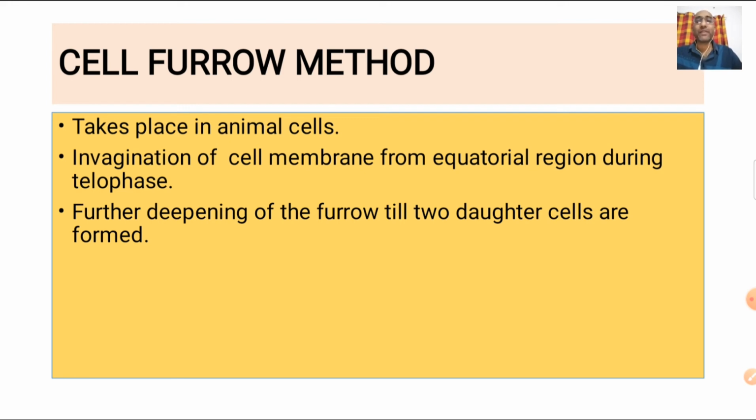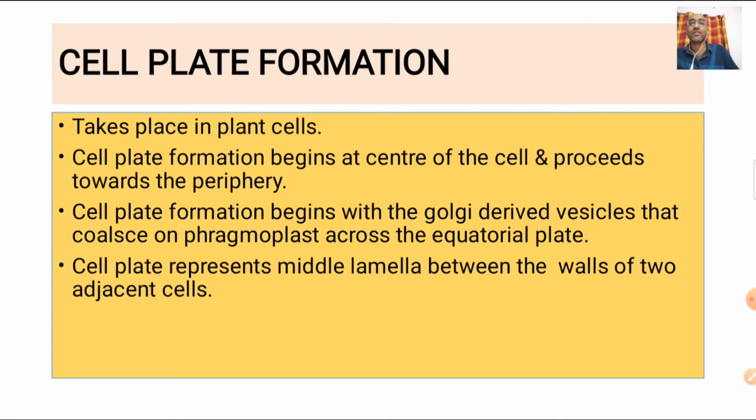Here, invagination of the cell membrane from the equatorial region occurs. The invagination has already been initiated during the telophase. Here further deepening of this furrow occurs, as a result of which two daughter cells are formed. So what happens during this stage? Let us see.